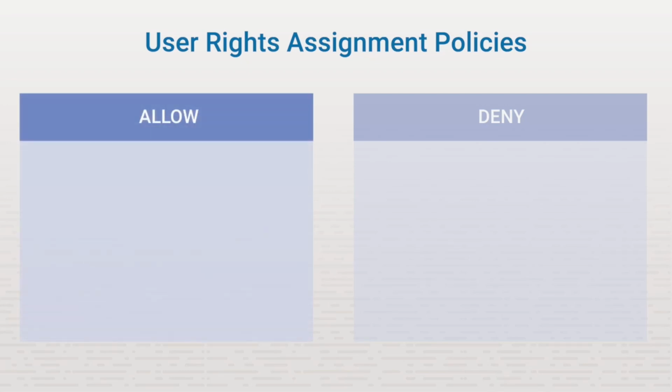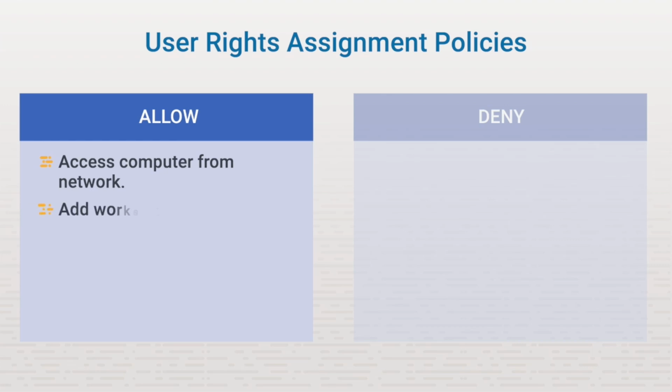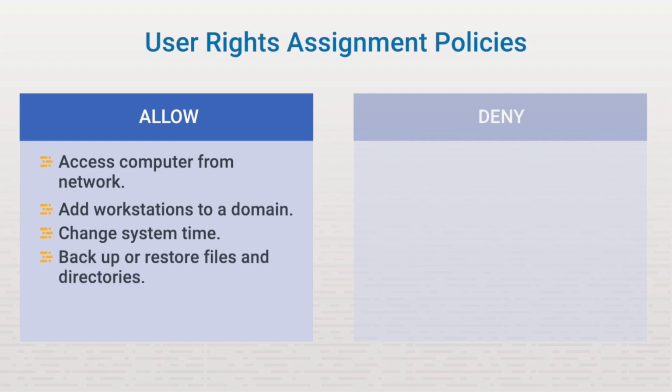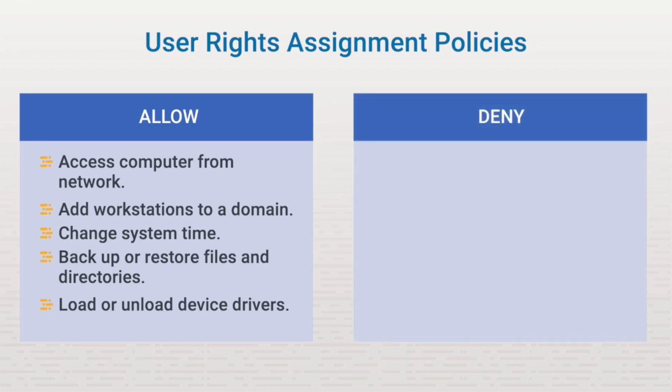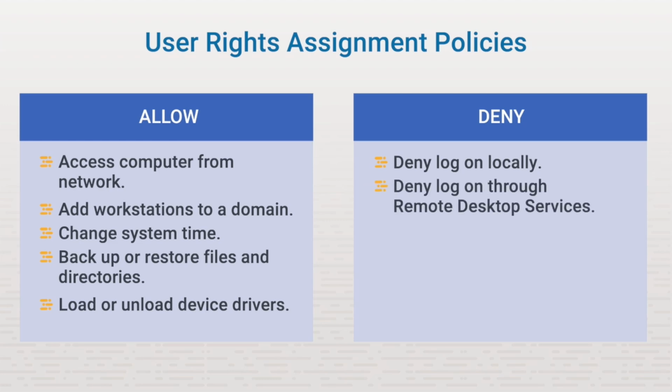Rights assignment policies can allow many actions such as accessing a computer from the network, adding workstations to a domain, changing the system time, backing up or restoring files and directories, and loading or unloading of device drivers. These policies can also deny actions such as logging on locally, logging on through remote desktop services, or accessing the computer through a network.